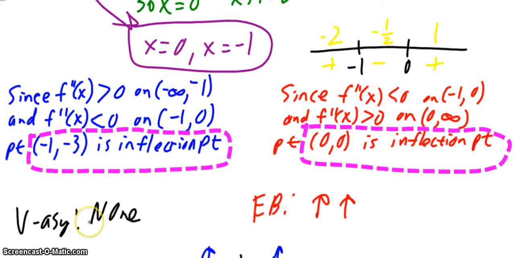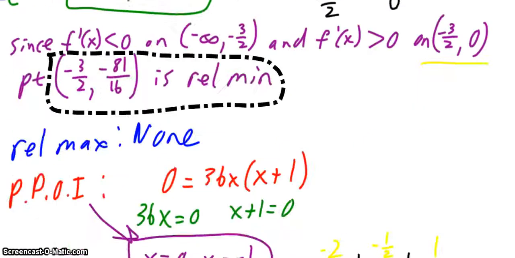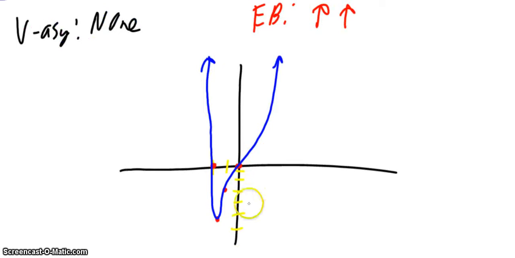I do not have a vertical asymptote because it's a polynomial. I also do not have a horizontal asymptote because it's a polynomial. My end behavior is up, up, and I know that because I have a positive leading coefficient and an even degree. So that's how I come up with my graph. Here is my relative minimum, here's an inflection point, and my other intercept.